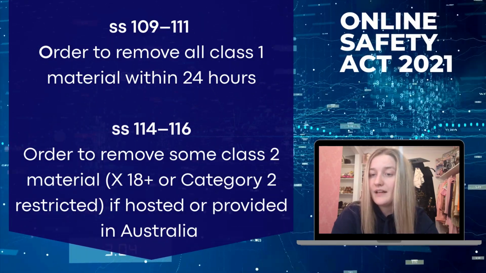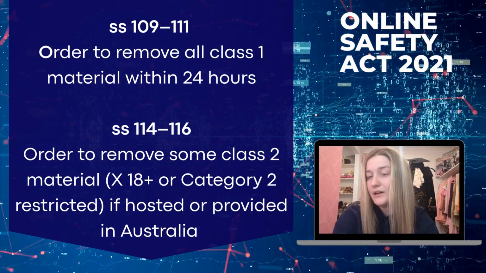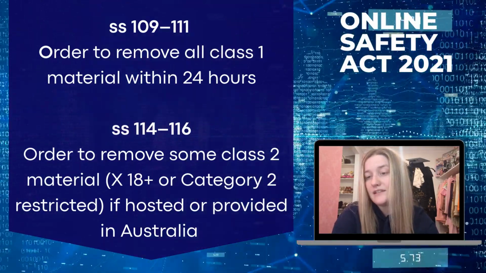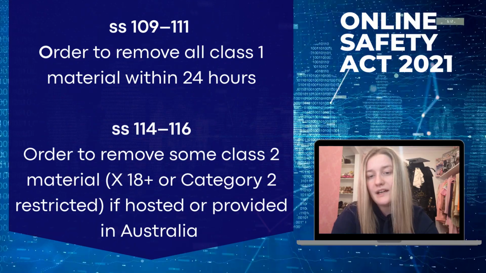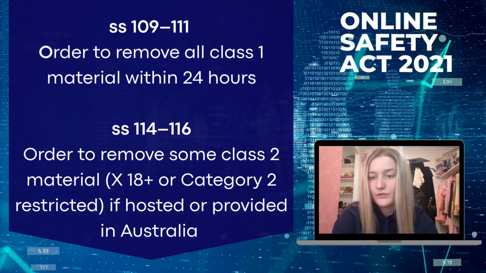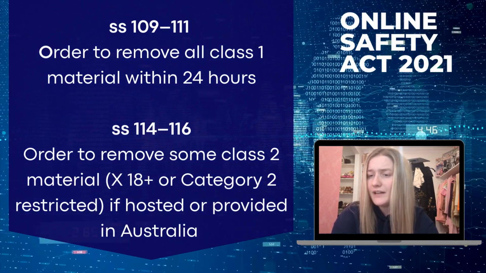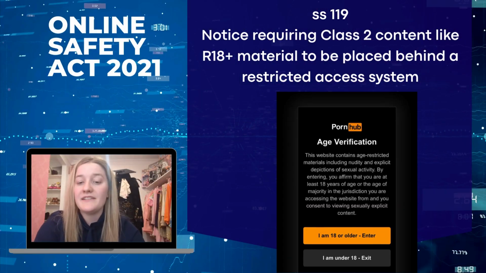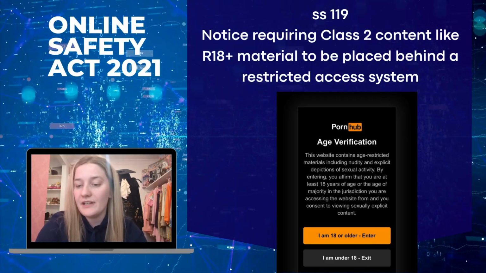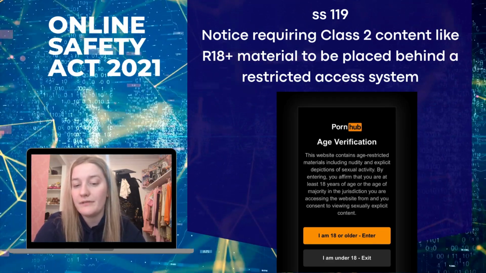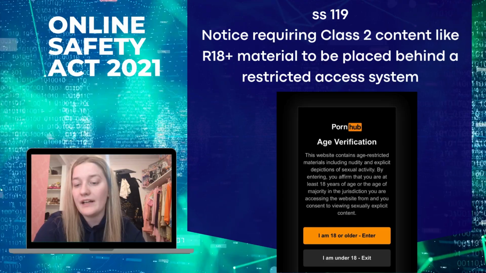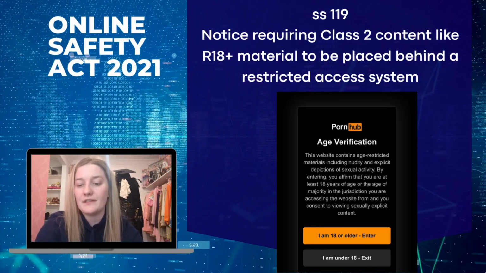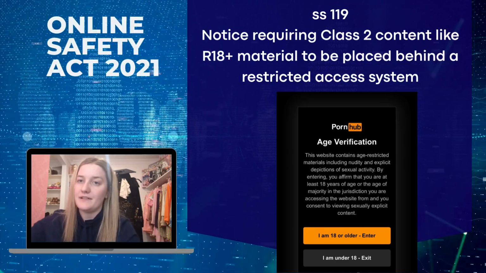For Class 2 materials under Sections 114 to 116, the Commissioner can order removal of materials classified or likely to be classifiable as X18+ or Category 2 restricted if the service provider is from Australia or the content is hosted here. Under Section 119, the Commissioner can also issue a remedial notice requiring Class 2 content like R18+ material to be placed behind a restricted access system so that children cannot access it.